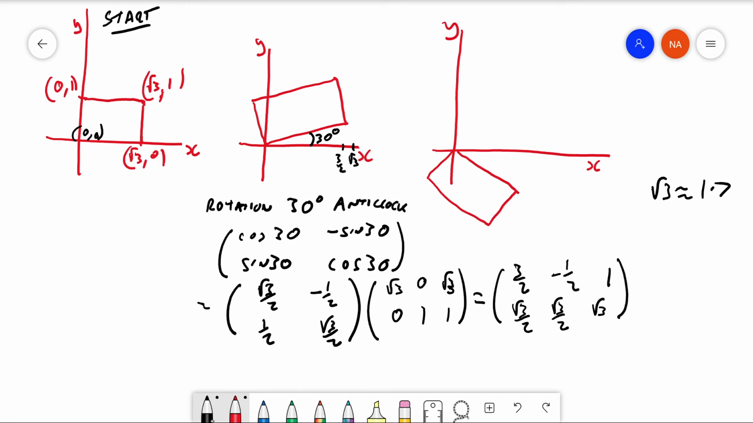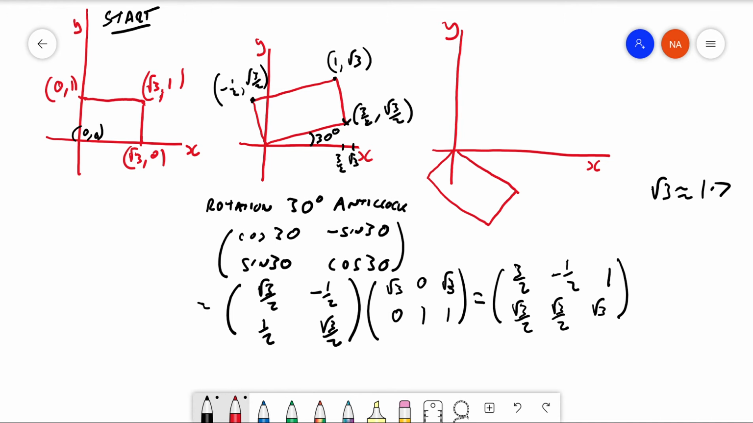3 over 2, and that's our first point, and that is 3 over 2 and root 3 over 2. And the corresponding point, 0, 1, goes to negative a half, root 3 over 2. So that point there is negative a half, root 3 over 2. And the last one, the root 3, 1, goes to 1, root 3. So this point must be at 1, root 3. My picture's ugly, but the points should be precisely correct. So anyway, we've ended up there.